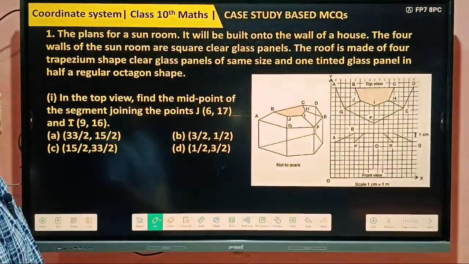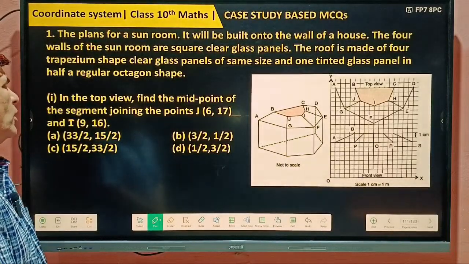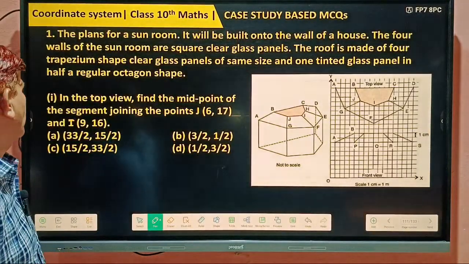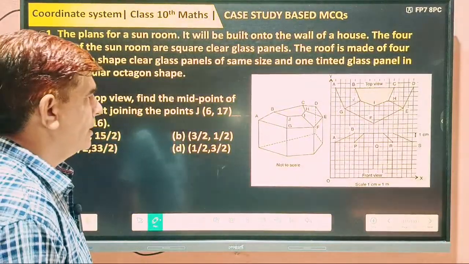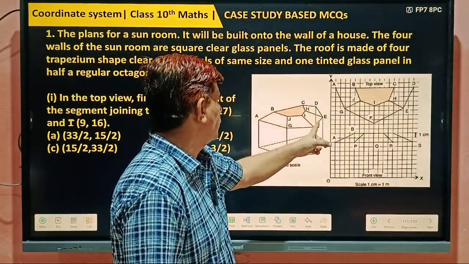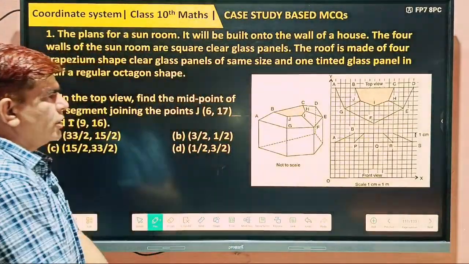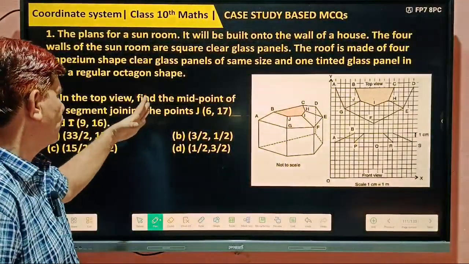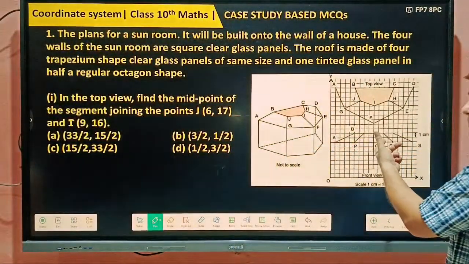Clear glass panels of the same size, and one tinted glass panel is half the regular octagon shape. So making what? Half regular octagon. Octagon meaning having how many sides? 8 sides. So count 1, 2, 3, 4, 5, 6, 7 and 8. Understood? So this is given, first part is in the top view.